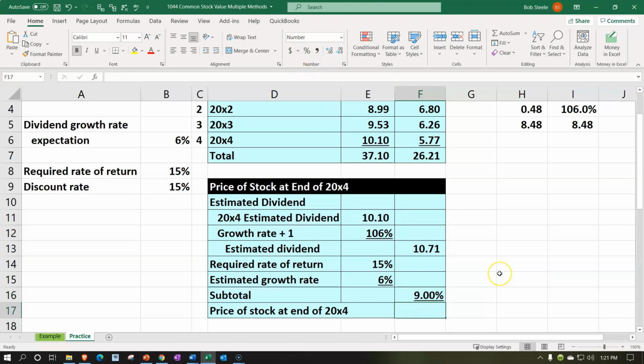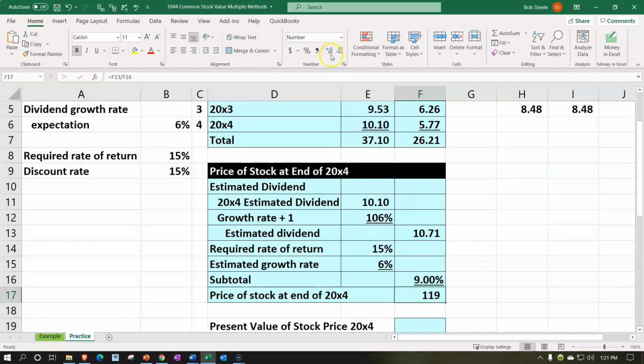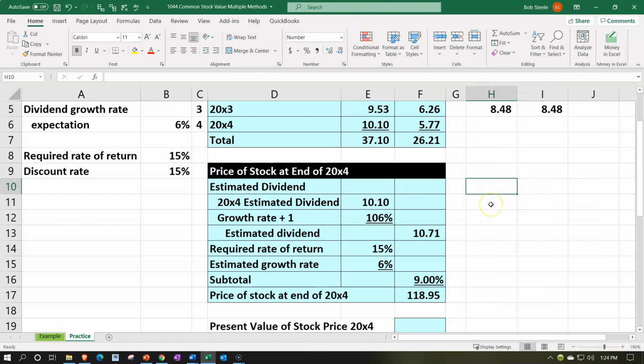So now we're going to be comparing the 10.71 and the rate of growth that is remaining, the 9%, to figure the price. I'm going to take the 10.71 divided by the 9%. We get 119, adding a couple decimals, we're looking at 118.95. And you can verify this if you want to work it out again over here, just to verify this calculation.